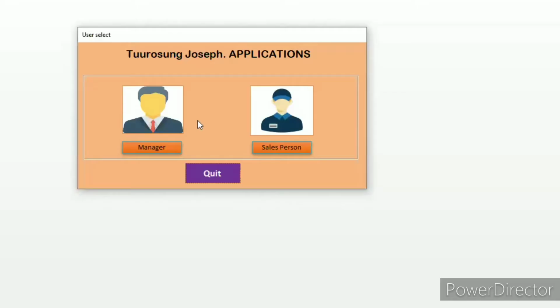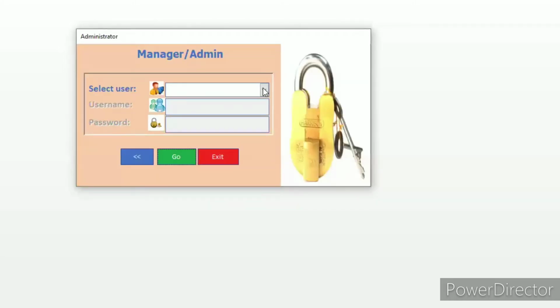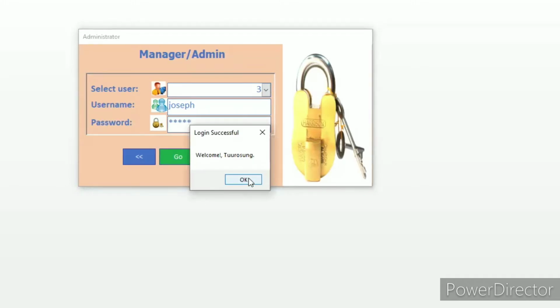All right, so here you can log in as a manager, or you can log in as a salesperson. First of all, you log in as a manager based on your qualification in terms of the access levels. I'll select the manager's name, Roson. Then I'll enter the username, then the password. Then I click go. Welcome to Roson. Login successful. Click OK. So here is the interface for the system.